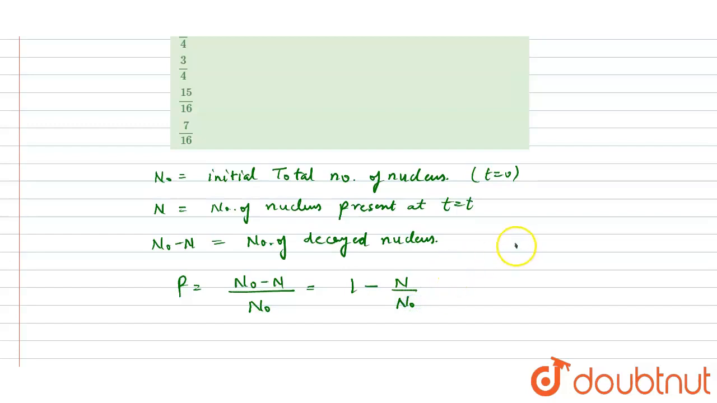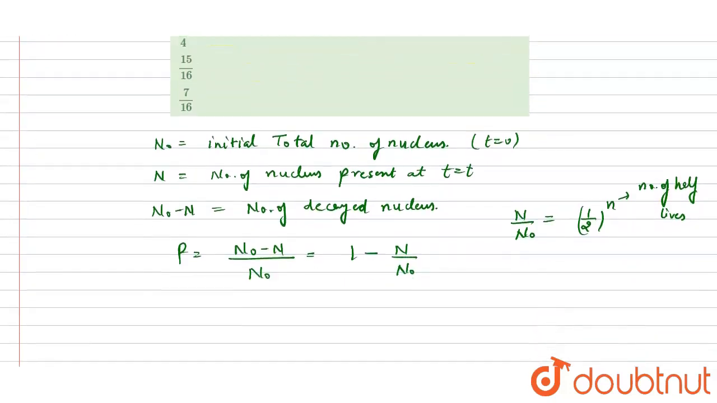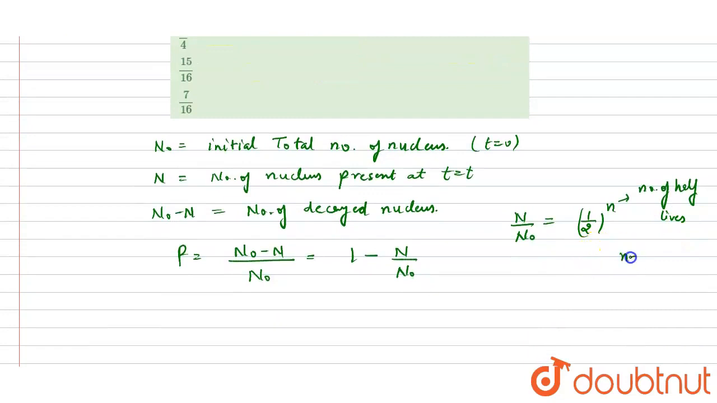Now we know that n divided by n0 is equal to half to the power n, and this n is the number of half lives. So now we have to find the probability of the particle decayed after 4 half-lives. So the value of n will be equal to 4. So from here n divided by n0 will be equal to half raised to power 4. This will be equal to 1 by 16.